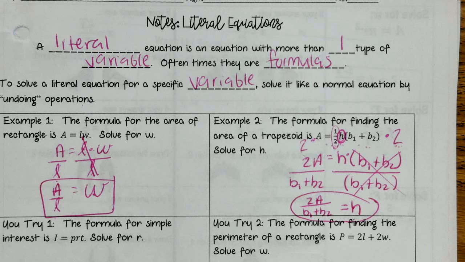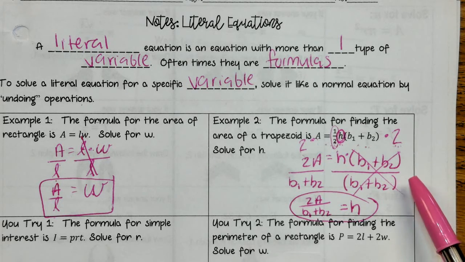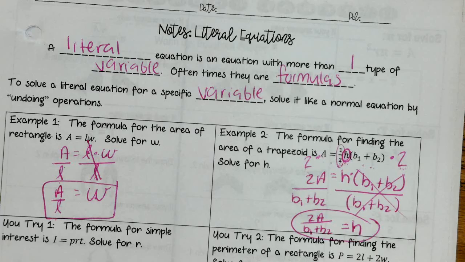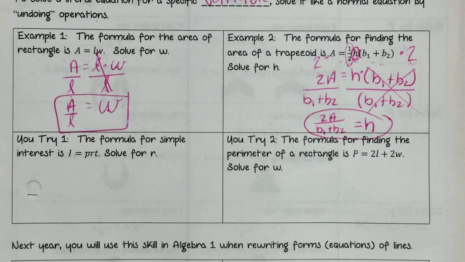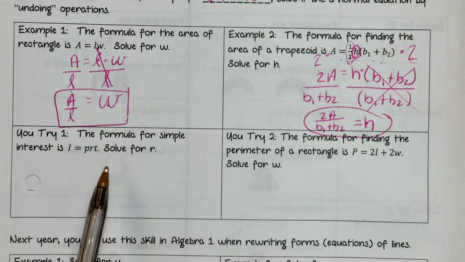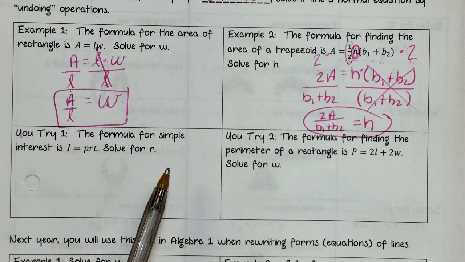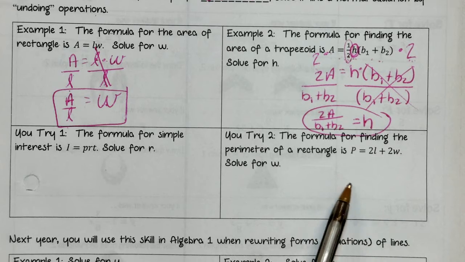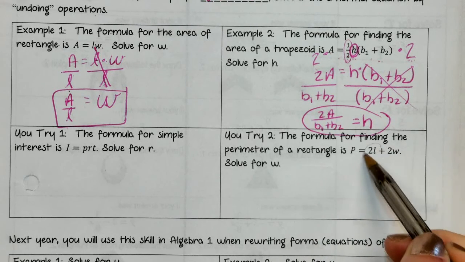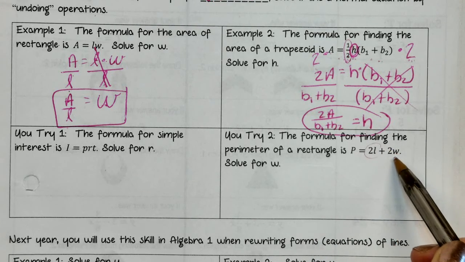How do you do that? You try these 2. This one's hard and tricky. It will make more sense when you try it on your own and you figure out what you're doing. So this one is solved for r. Everything's being multiplied. To get rid of multiplication, you divide. This one's solving for w. Get rid of this term first with subtraction, then divide by 2.